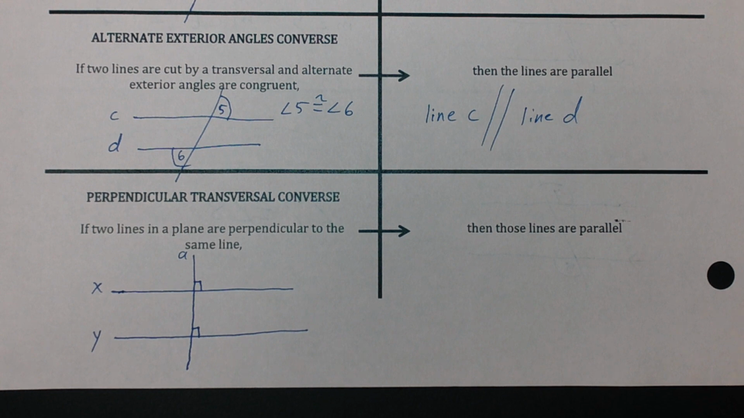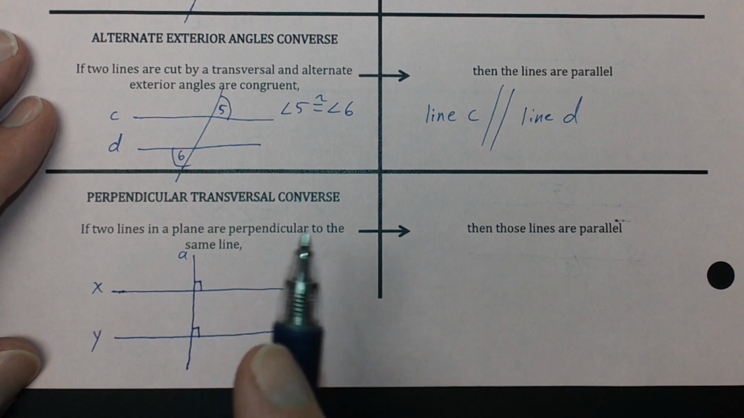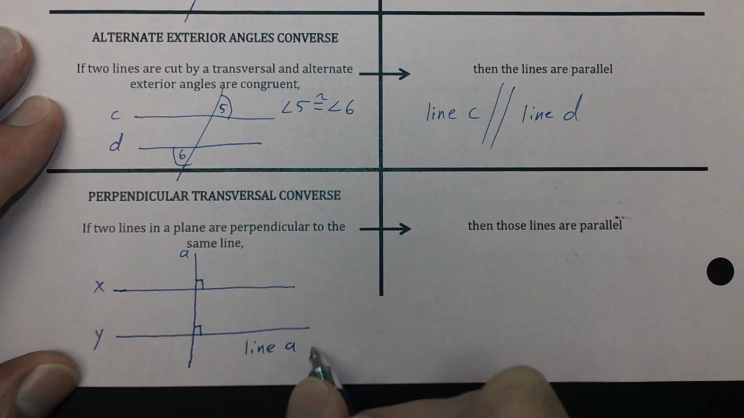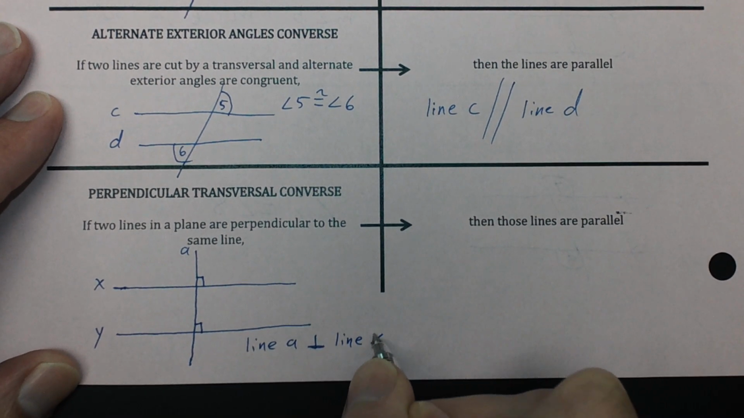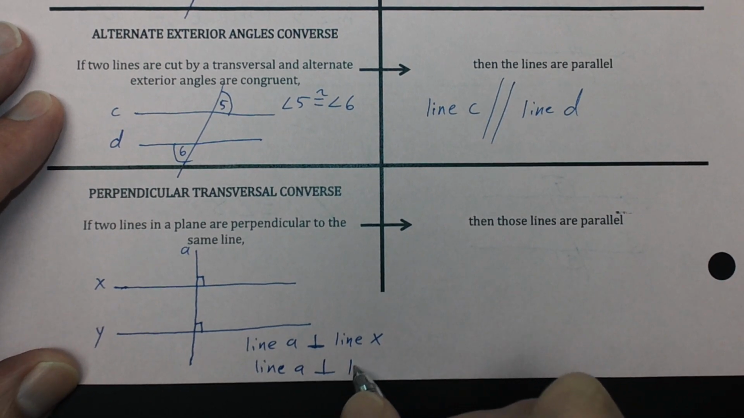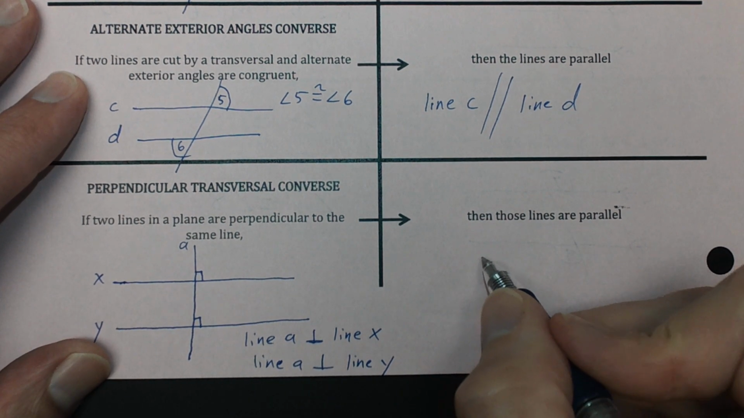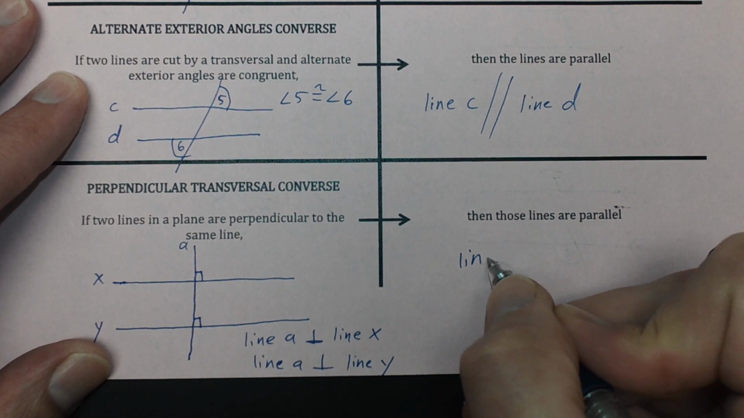So there you have our drawing. Two lines, X and Y, are both perpendicular to the same line A. So we can say line A is perpendicular to line X, and line A is also perpendicular to line Y. So both lines X and Y are perpendicular to line A. How is that possible? Well, that's only possible if lines X and Y are parallel to each other.